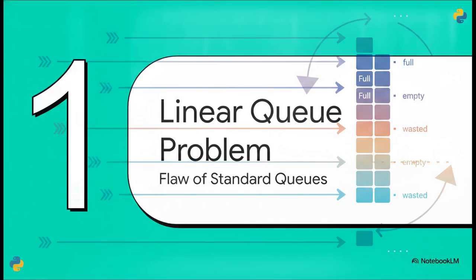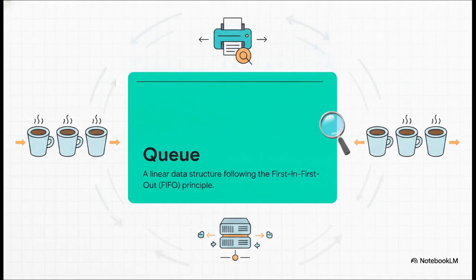Section 1. The linear queue problem. All right, so at its core, a queue is a linear data structure governed by a super strict rule, first in, first out, or FIFO. Think about it just like waiting in line at a coffee shop, right? The first person to step in line is the first person to get their coffee and get out. Now, this is the exact opposite of a stack, which operates on a last in, first out, or LIFO principle, kind of like a stack of plates.